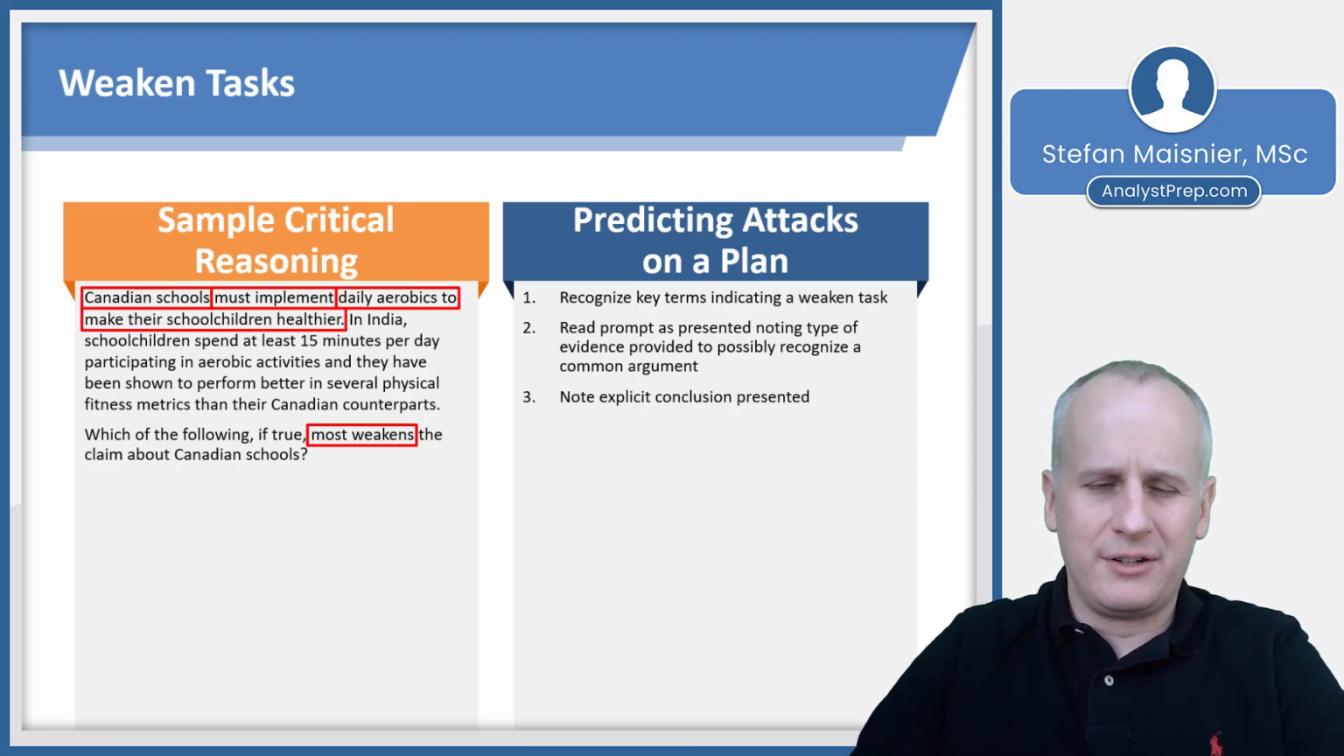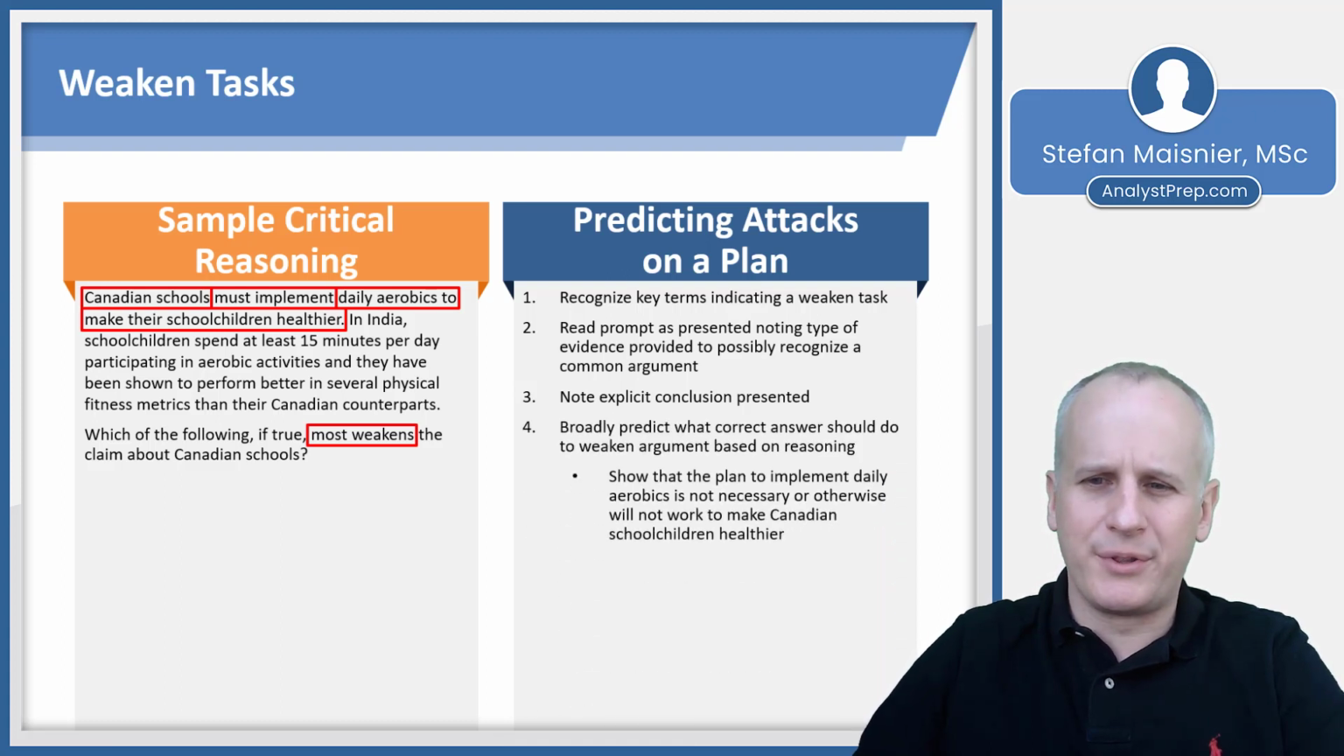So we've got the clear conclusion. We already knew what it was. It's what we must implement from the beginning of the paragraph. And then we want to broadly predict what the correct answer should do. So we need to show that the plan to implement daily aerobics is either not necessary or otherwise won't work to make Canadian school children healthier, because that is the intent as explicitly presented.